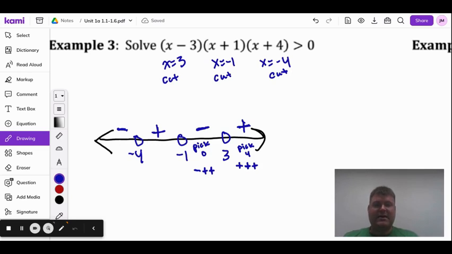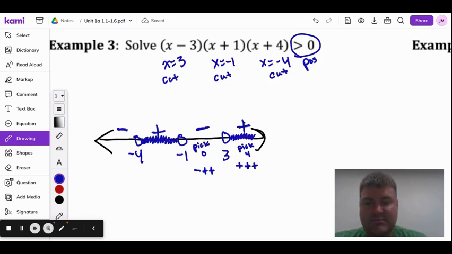Super awesome. Now for my inequality here, I'm looking for numbers that are bigger than 0. So I'm looking for positive numbers. So I'm going to shade my positives.